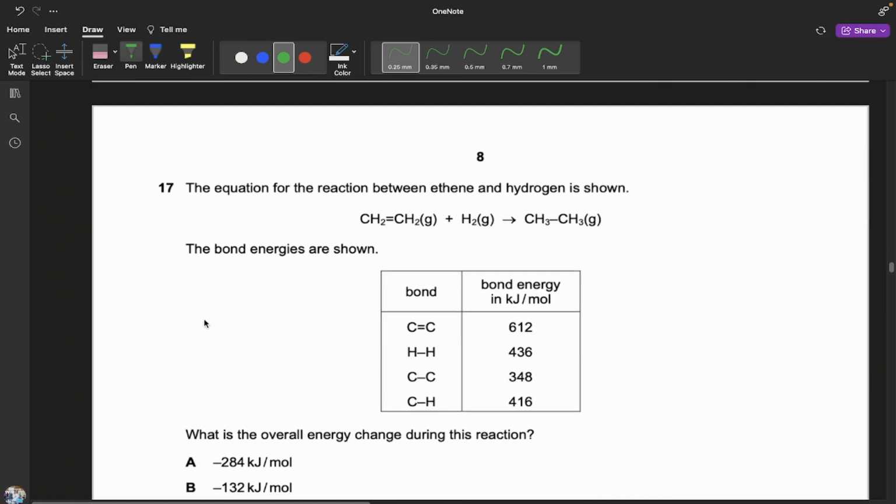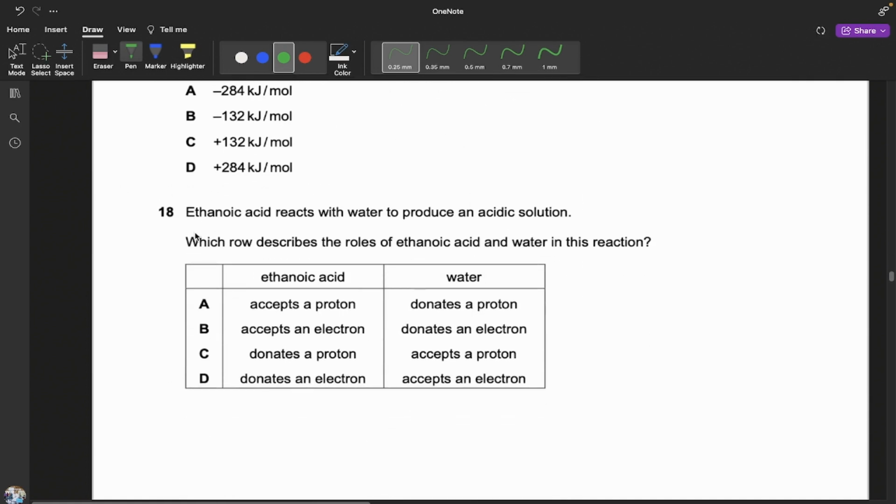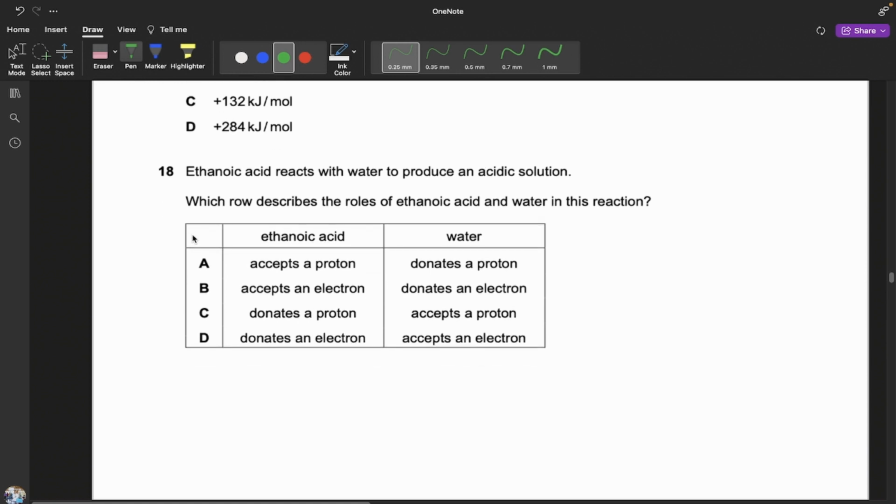We'll leave the 17th question as it's a huge one, and come back to it at the end. Let's go to 18. Ethanoic acid reacts with water to produce an acidic solution. Which row describes the role of ethanoic acid and water in this reaction? Okay. What is the purpose of an acid in water? It liberates H+. So it donates a proton. And water accepts a proton. Water will accept this one and form H3O+ and OH-.